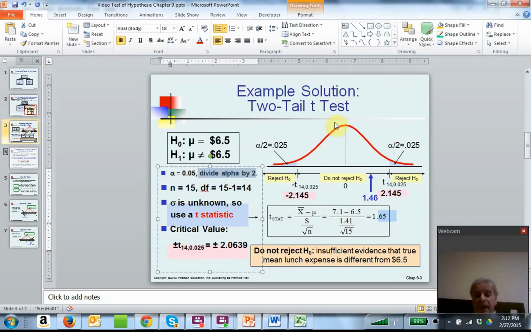Now I go further through the problem and I find out that the sample size is 15, n is 15. So my degree of freedom is going to be n minus 1, which is 15 minus 1, it's going to be 14. And obviously my statistical test is based on t-test, and this is a formula I have for it.